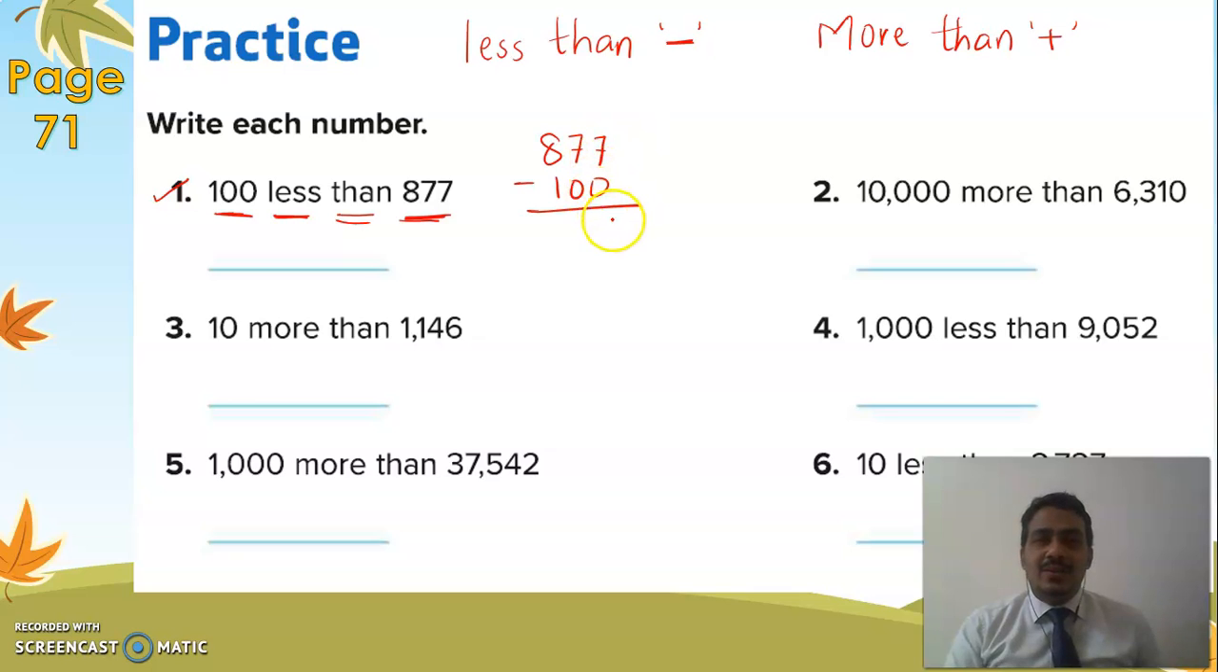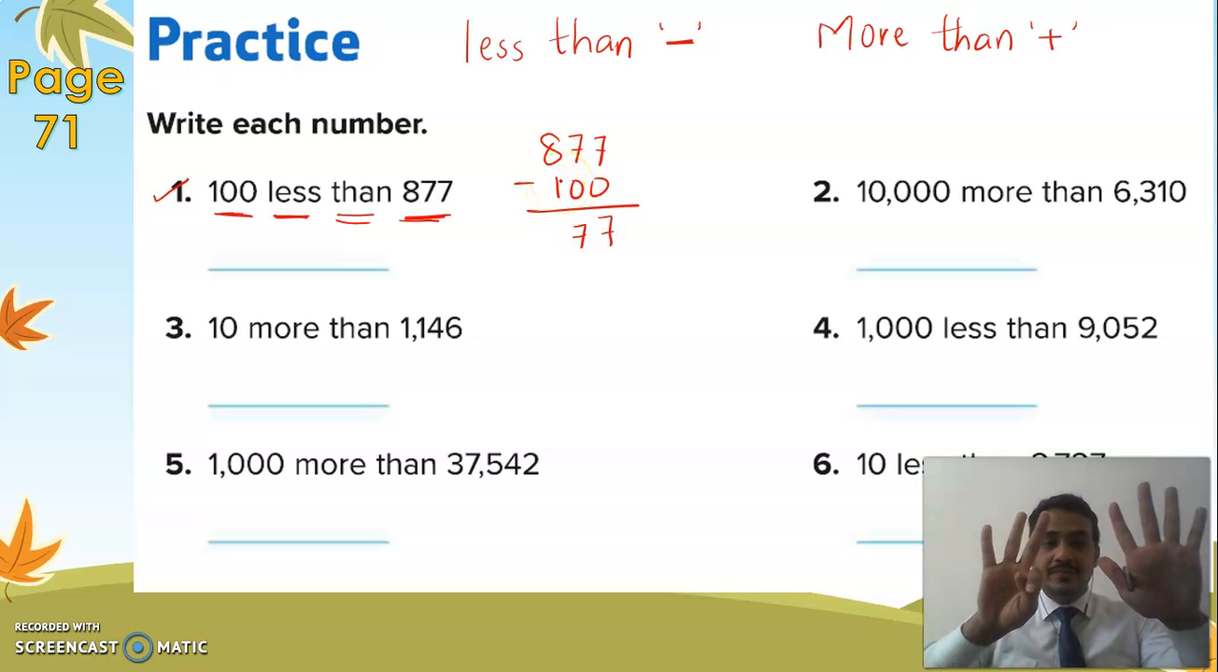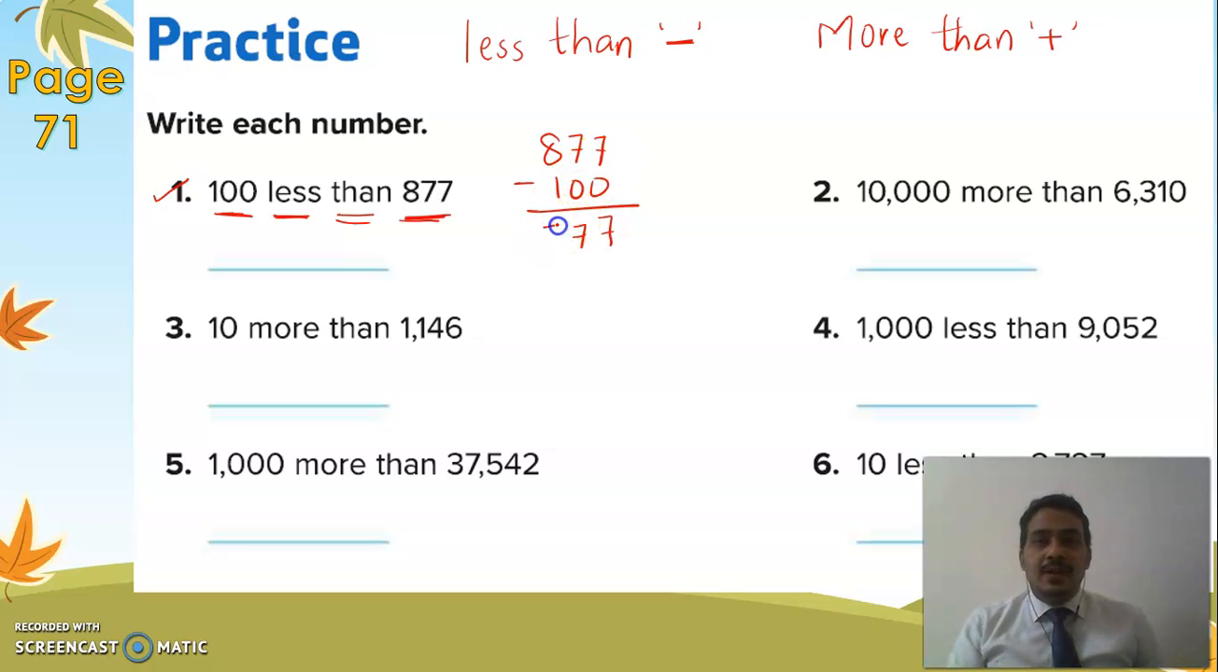7 minus 0, 7. 7 minus 0, 7. 8 minus 1. So when you do minus 1, it becomes 7. So the answer is 777. Very easy peasy. Okay. Then next. Question 2.